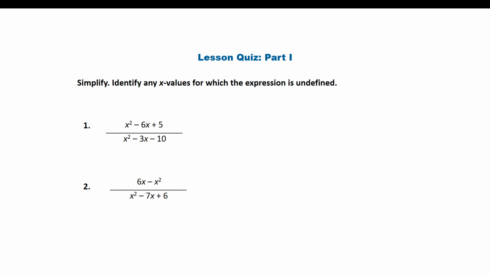If you'd like to pause the video and try these extra problems to make sure you are comprehending and getting this correct, that'd be great. Here are the answers for you. x minus 1 and x plus 2, and that is when x cannot be negative 2 or 5, otherwise it would be undefined. And for the second one, negative x over x plus 1, and it would be undefined when x is equal to 1 or 6, so x cannot be 1 or 6.